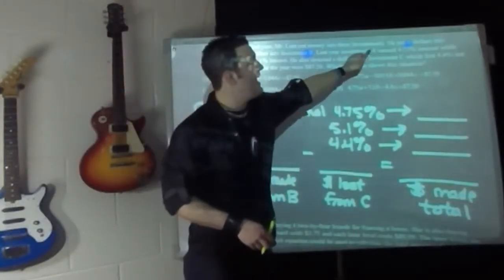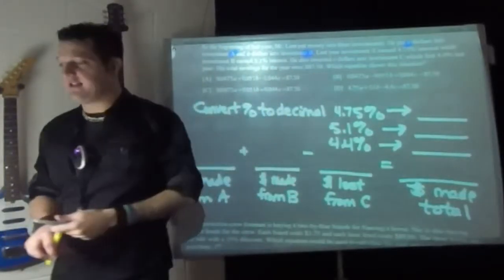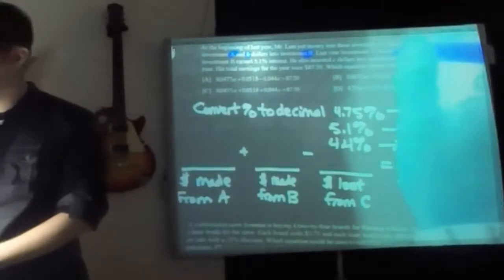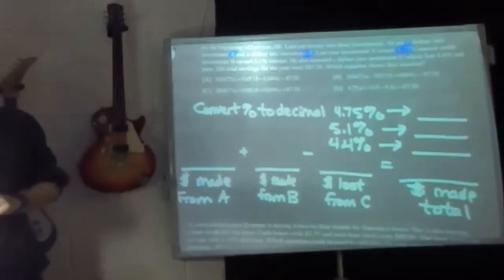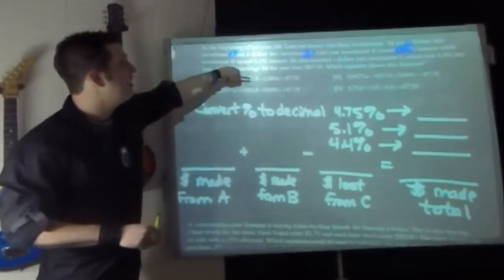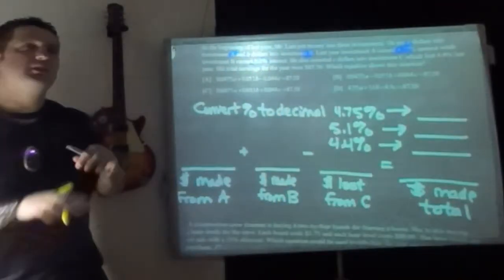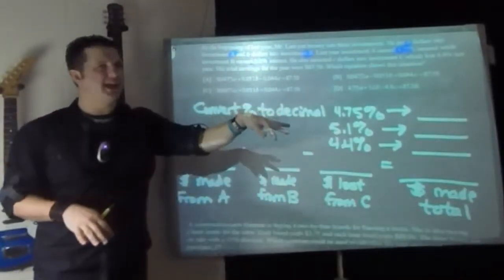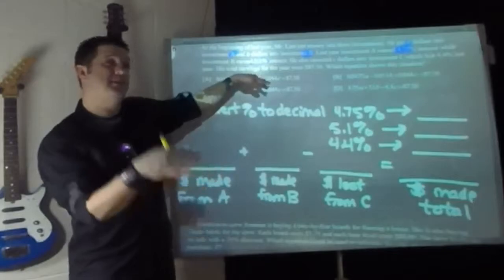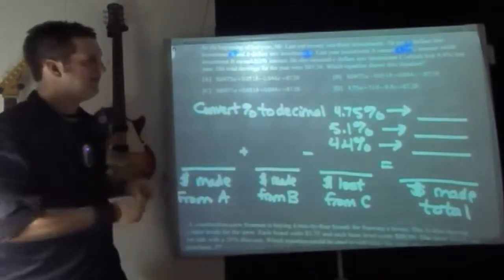So last year, A earned 4.75%. He's making money without doing work. His money is working for him. That's investing. B earned 5.15%. That's why you spread it out too, because if you put it all in A, you don't know. If you put it in B, maybe B does better. So you want to spread your money out a little bit.